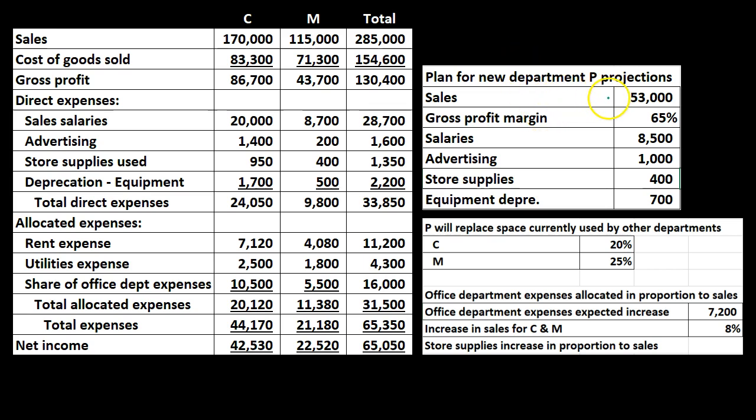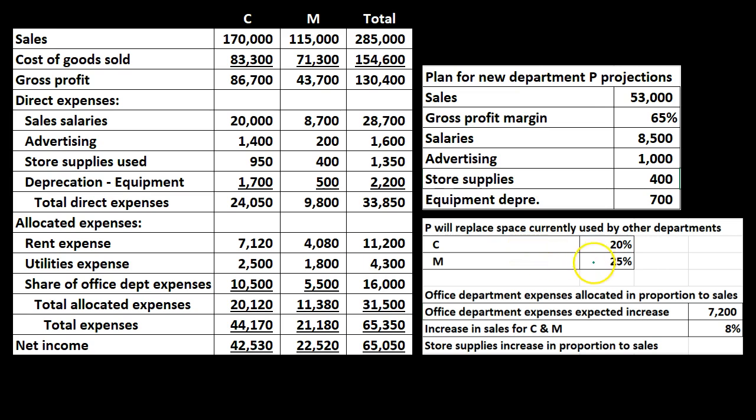The information for P that we have projected to be will be sales 53,000, gross profit margin 65%, salaries 8,500, advertising 1,000, store supplies 400, and equipment depreciation of 700. Added information: P will replace space currently used by the other departments. So in other words, we're not going to be building a new office or renting new space for P. P is going to be taking over some of the space that we currently have that is in use by C and M. So C and M departments are going to be replaced 20% and 25%, which will then be going to P in terms of office space.